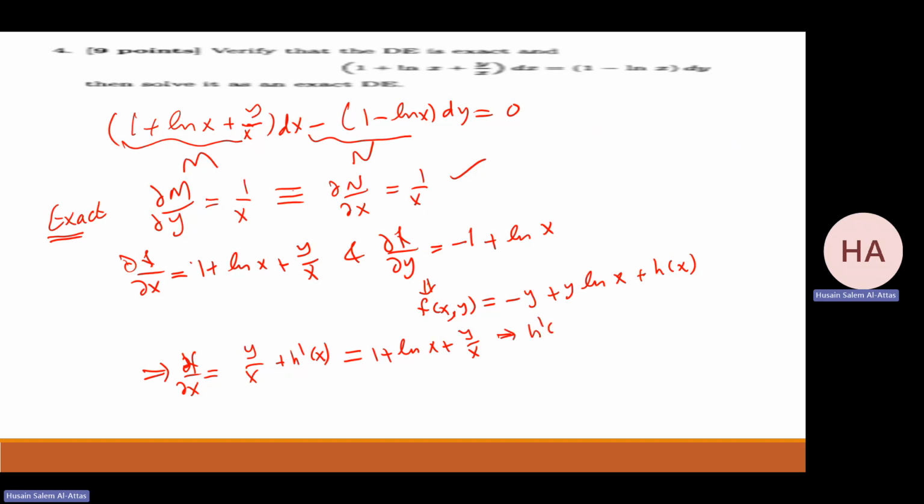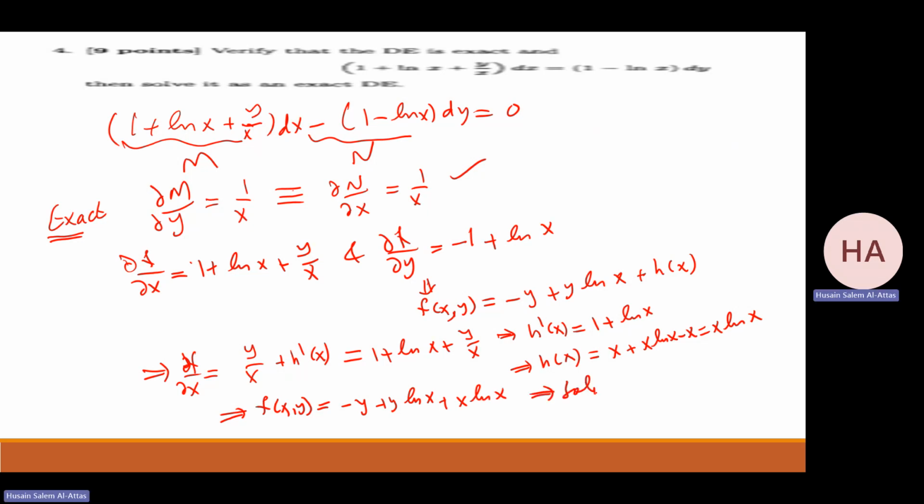So I have h prime of x is 1 plus ln x. What will be h of x? It will be x plus x ln x minus x, which is x ln x. So f of x and y will be minus y plus y ln x plus x ln x. Solution: f of x, y equals c, which is y ln x minus y plus x ln x equals c. That's good.